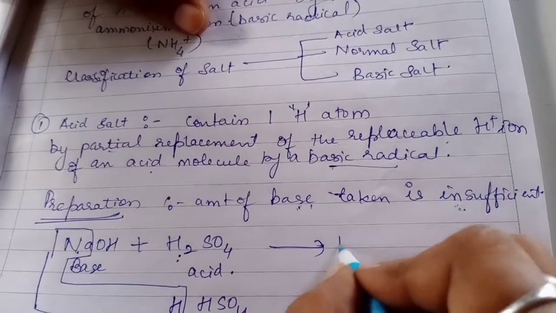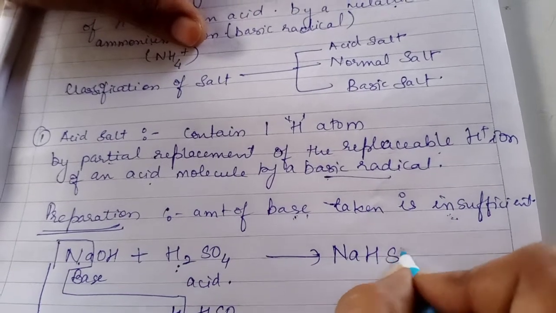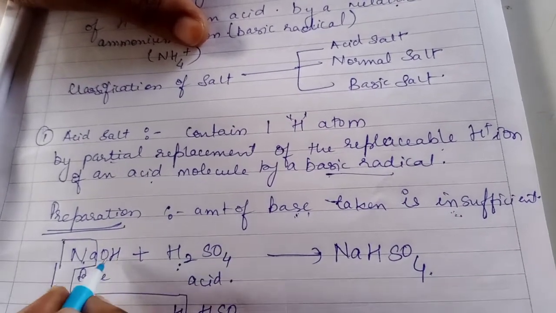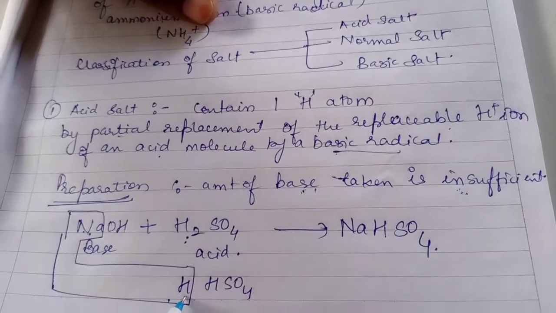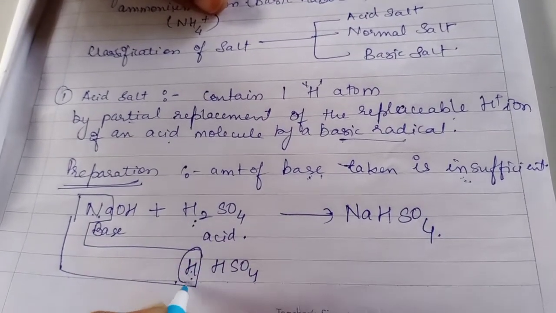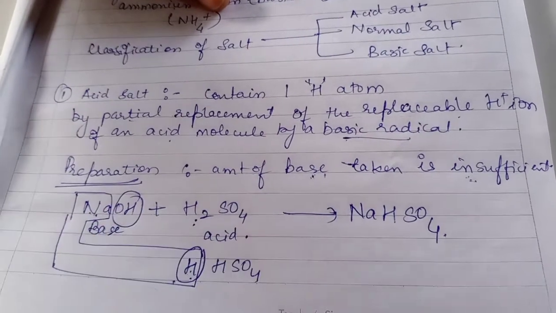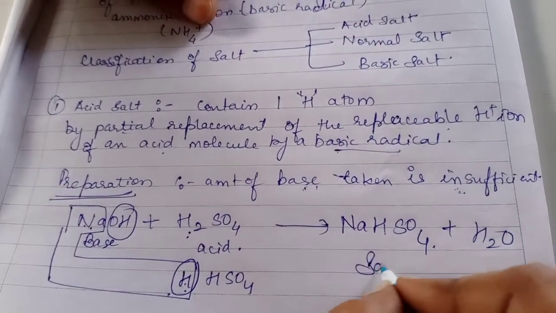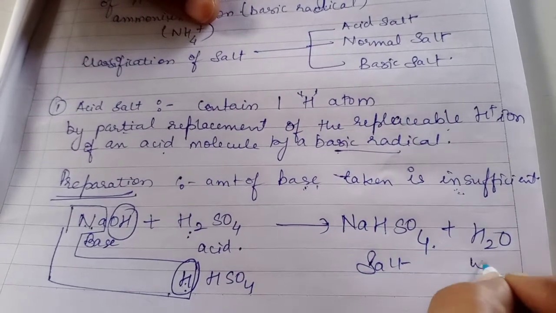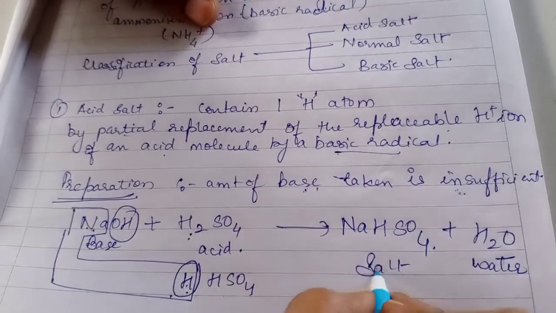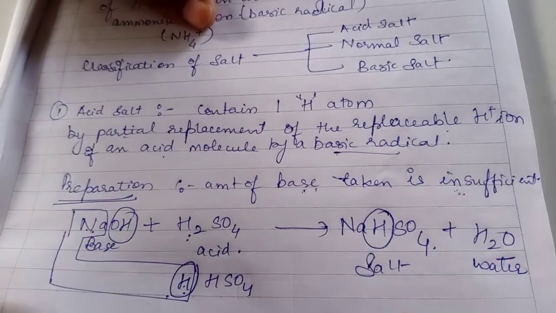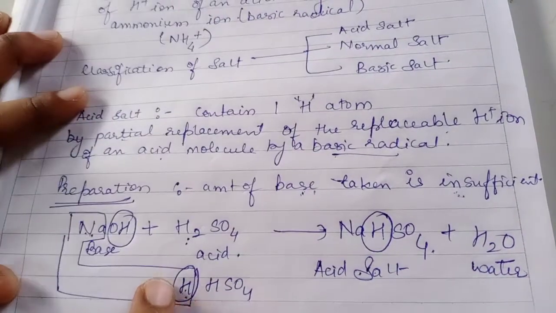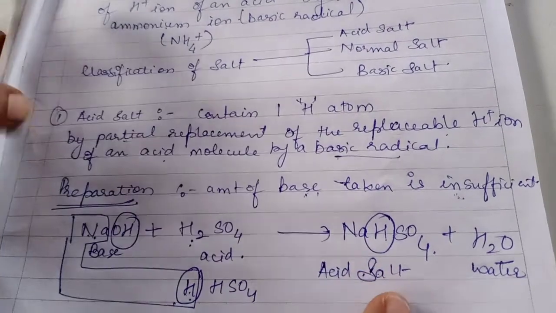So now what salt is formed? That is NaHSO4. Are you getting? Now this sodium has replaced this hydrogen. So this hydrogen will combine with this OH and form water. So the products are salt and water. Now this salt contains 1 hydrogen atom in it. Hence this is an acid salt. Are you getting?